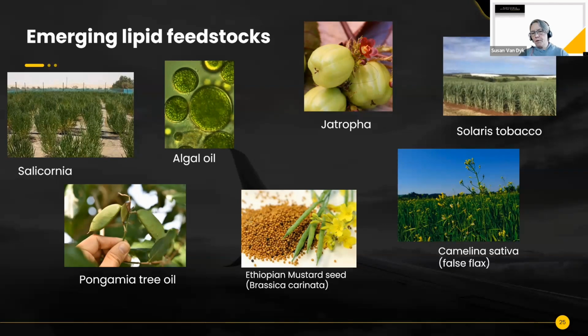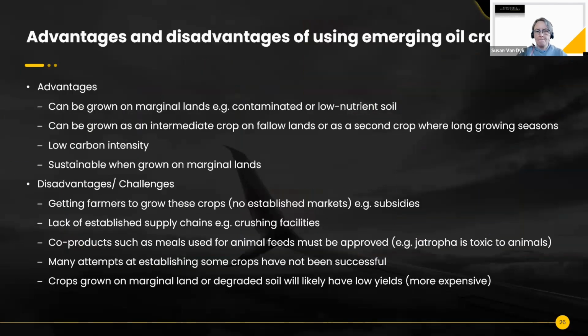You get Ethiopian mustard seeds, called Brassica carinata, usually referred to as carinata. You get camelina, or false flax. This is Solaris tobacco, a tobacco plant that doesn't have nicotine, and you can harvest the seeds and crush them to get oil. Jatropha is also another feedstock that has been talked about quite a lot.